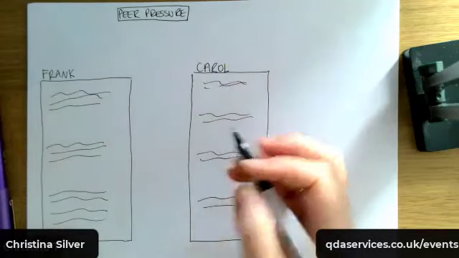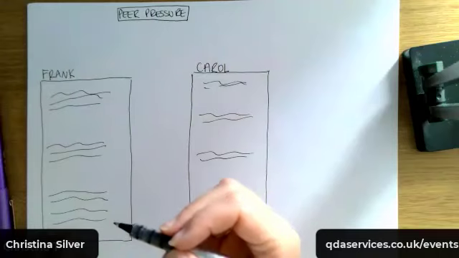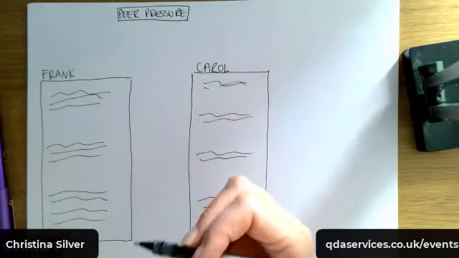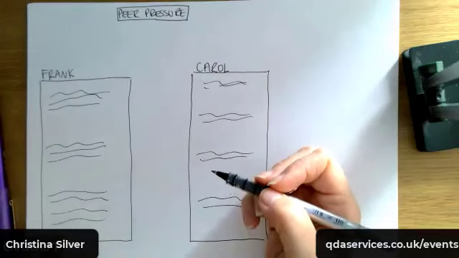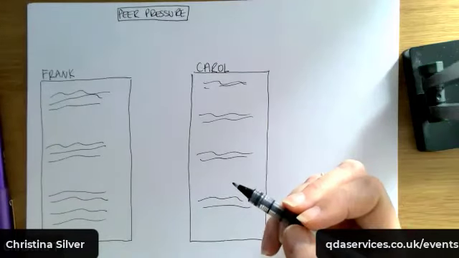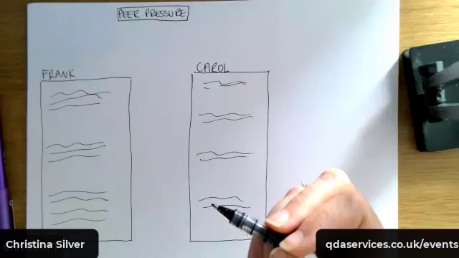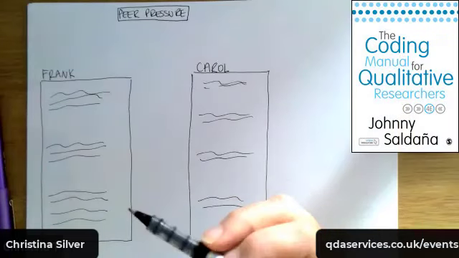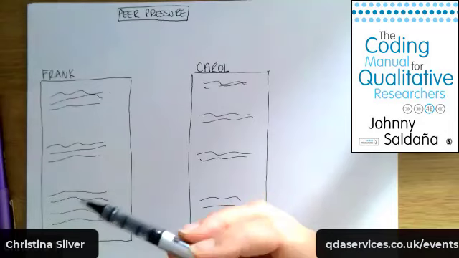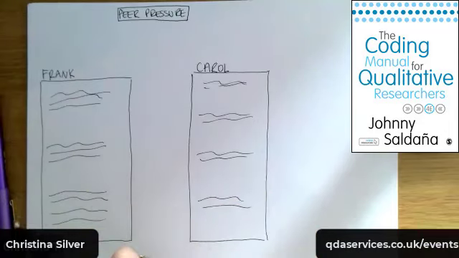Without going into the methodological aspects of how we generate codes, or how we decide what to code or how much to code, a great starting place is the textbook by Johnny Saldana, the Coding Manual for Qualitative Researchers. I'll drop the link to that below the video later.